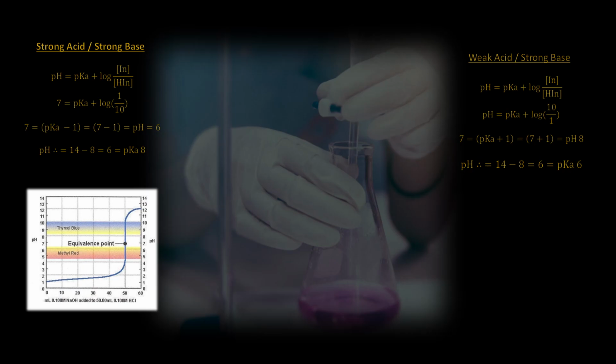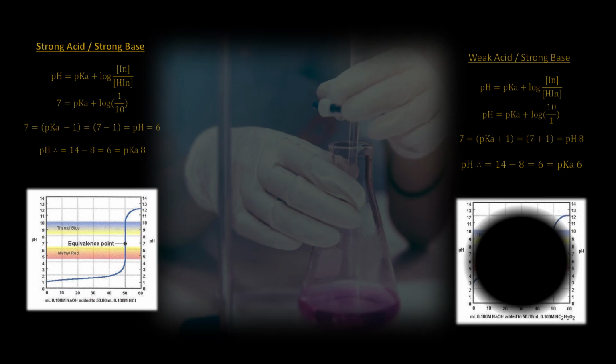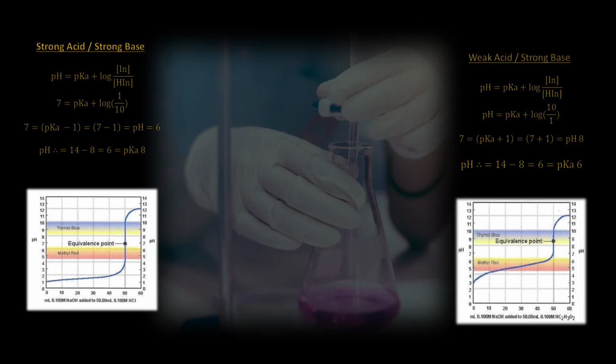Now if the indicator changes color between 8.0 and 9.6, but the equivalence point is 6.8, the equivalence point would be overshot, resulting in an error. It also means that in a strong acid, strong base titration, a single drop of titrant could overshoot the equivalence point, resulting in a very sharp endpoint.